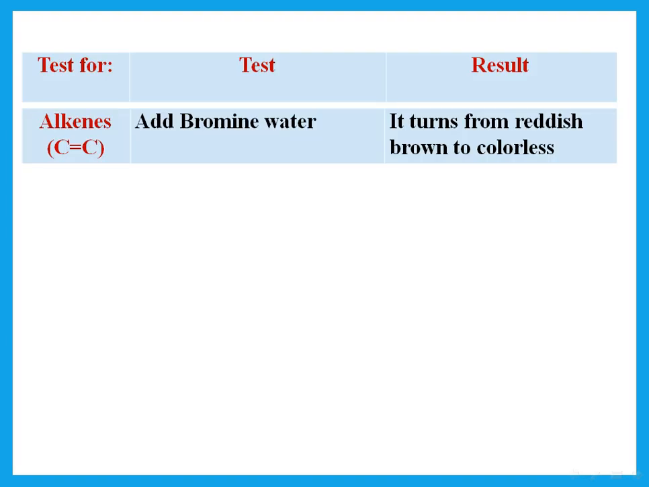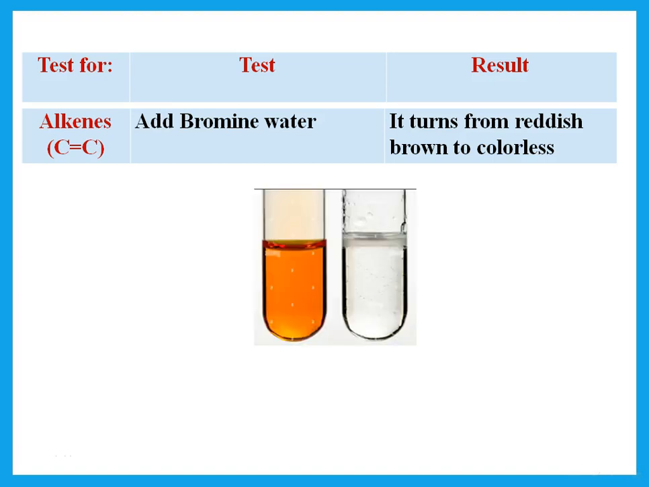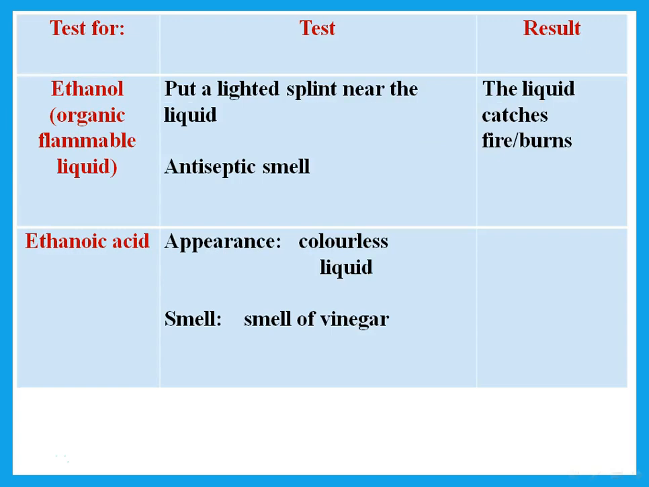The other tests in organic, we said we have a test for alkenes. The test for alkene was add bromine water. It turns from reddish brown to colorless, or we call it orange to colorless. Test for ethanol or organic flammable liquid. Put a lighted splint near the liquid, it catches fire. So if he says he put the lighted splint near a liquid, it catches fire, that means that I have an organic flammable liquid, or specifically ethanol.